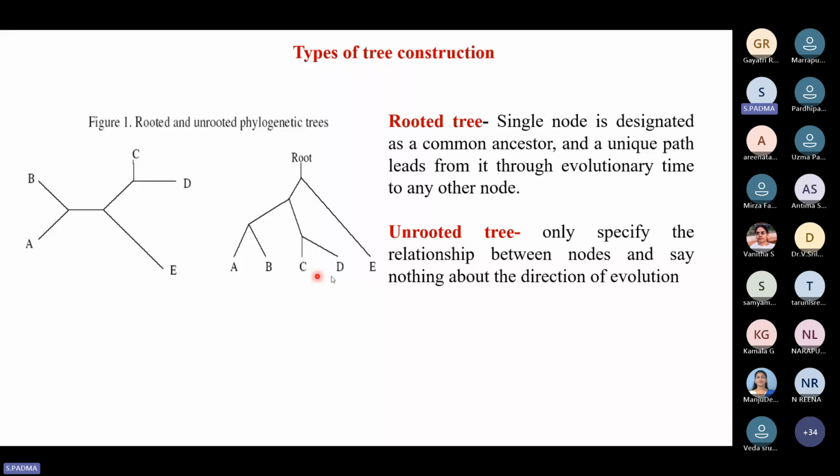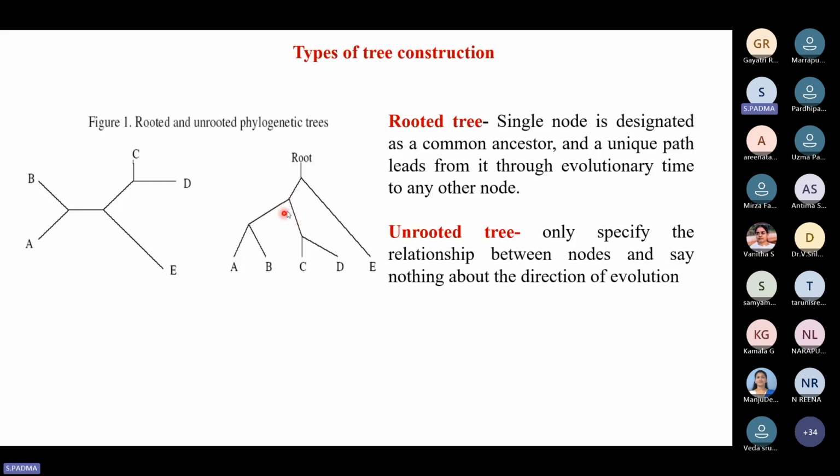Why do you get this type of connection? How is it possible to get this type of connection? Here A and B have similarity, here C and D have similarity. Beyond that, AB may be having some similarity with C, or BC may have some similarity with D. That's why there are some common branch points.